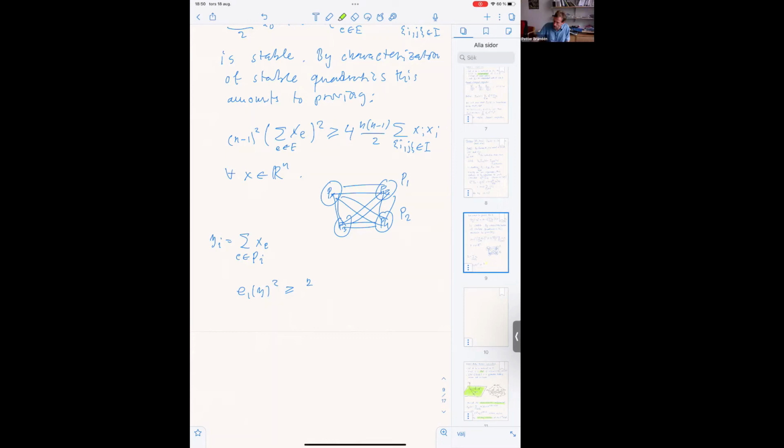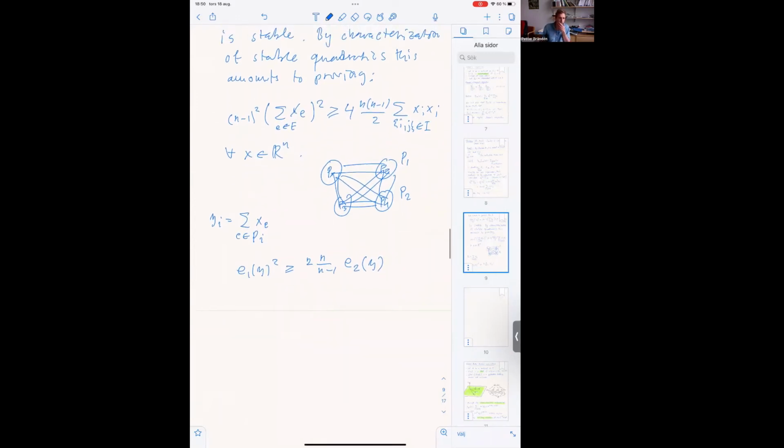And we don't want that. Yes, so we get n over n minus 1. And then this term here will be actually, if you think about it, E2 of y. Okay?